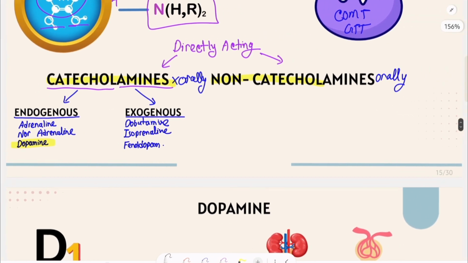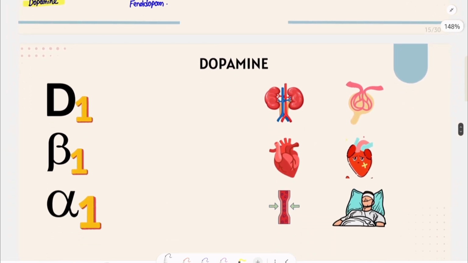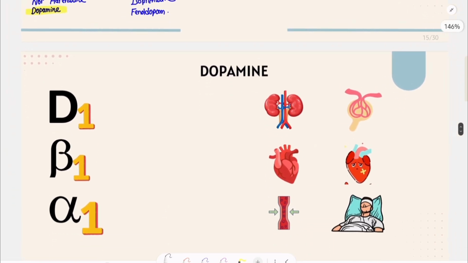Now, for knowing about any drug, the most important thing is to know on which receptor it works. Dopamine works on three main receptors: D1 receptor or dopamine receptor, beta 1 receptor, and alpha 1 receptor. The important thing is the sequence. At a very low dose, dopamine causes stimulation of only D1 receptor. And if we increase the dose, it is stimulating both D1 and beta 1 receptor. And at high doses, it can stimulate all the three receptors.